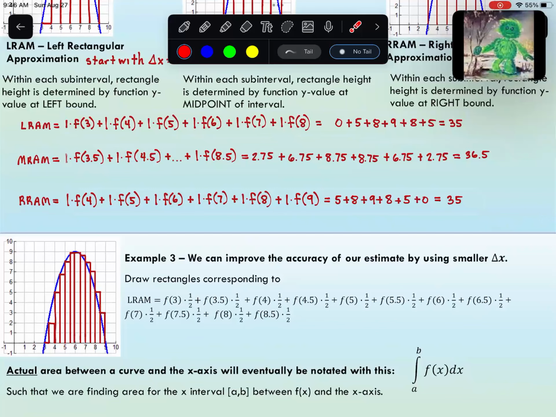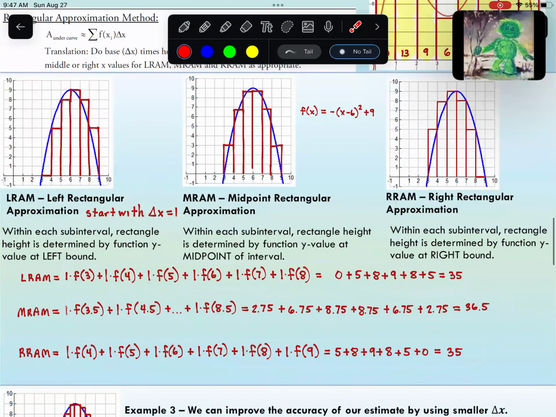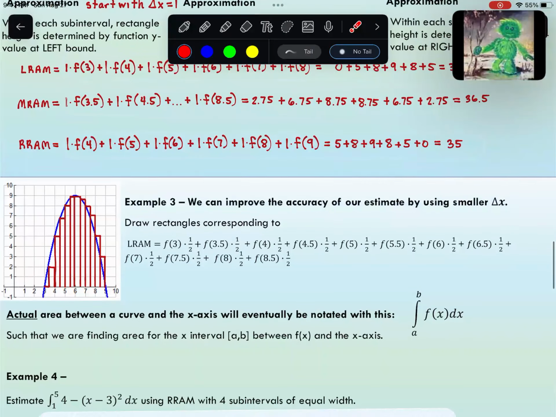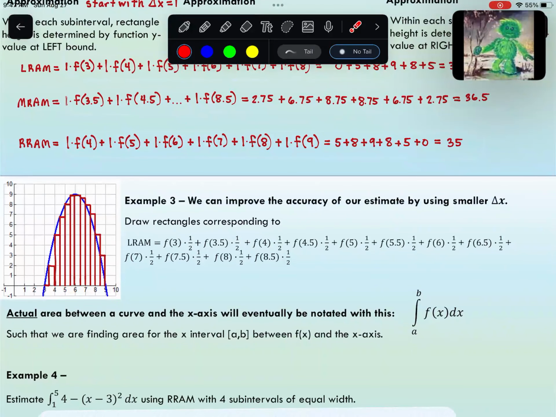Calculation-wise, it's going to get a little bit more tedious because you've got quite a few more x values to plug into your function to find the various heights. So it is a little bit more work, but the trade-off is you can notice visually how the areas of my rectangles here do a better job of mimicking the true area of the original curve as compared to our examples up above. So we're going to start to get improved accuracy if we're willing to commit to more and more subintervals.